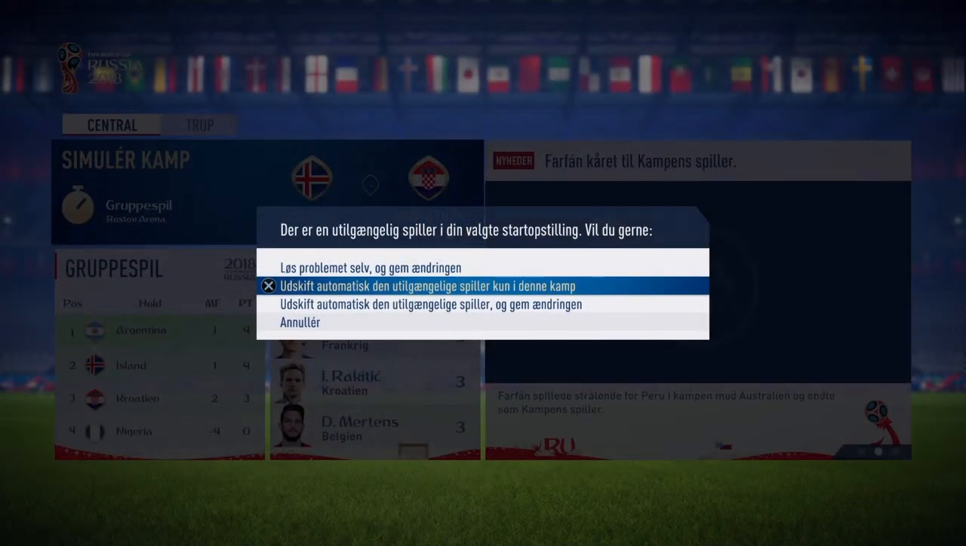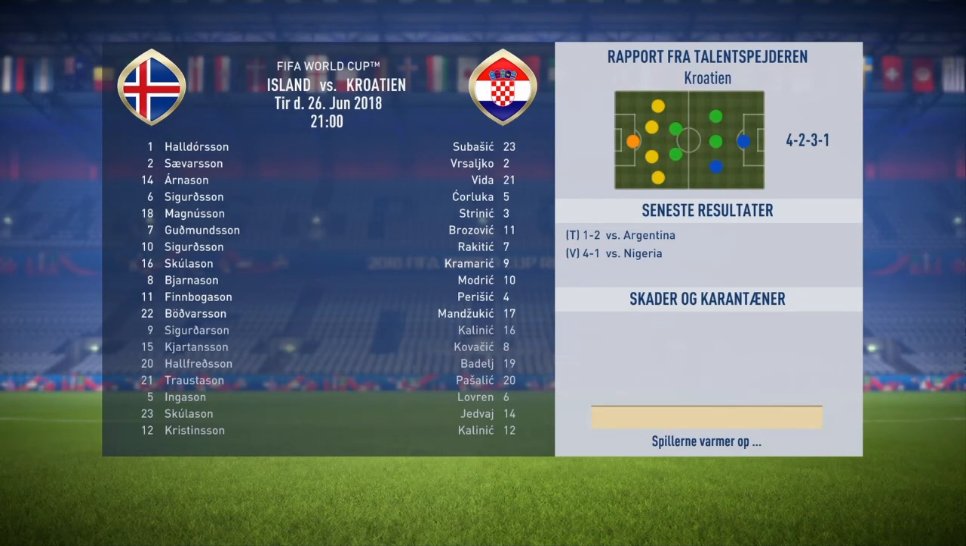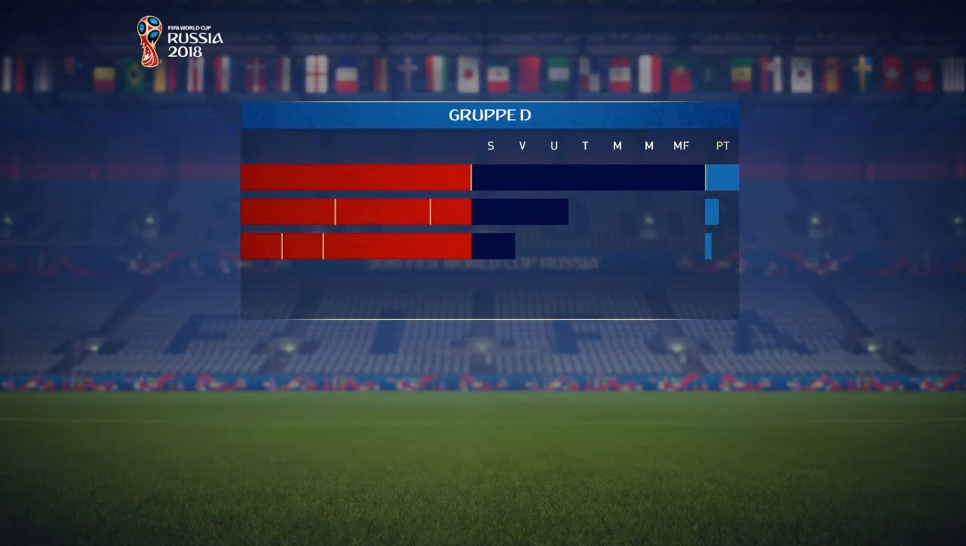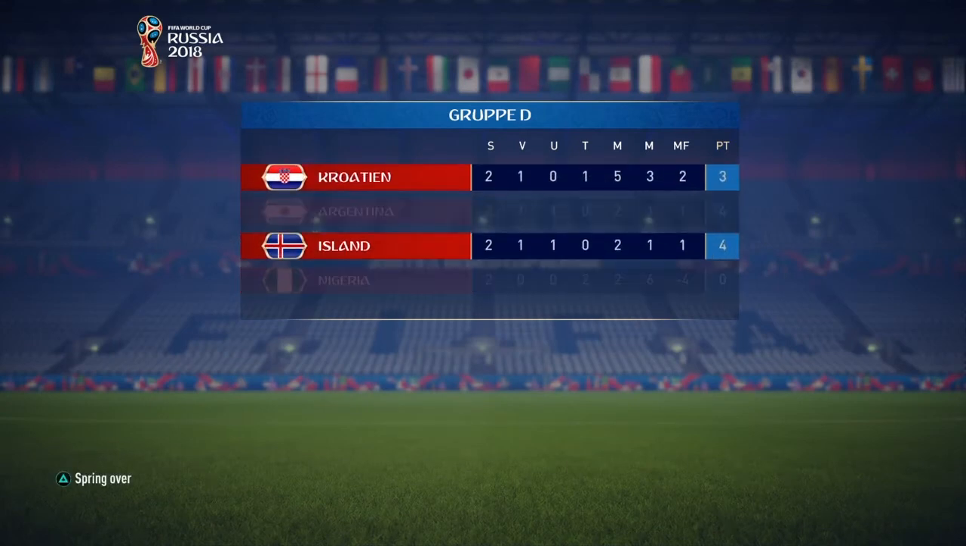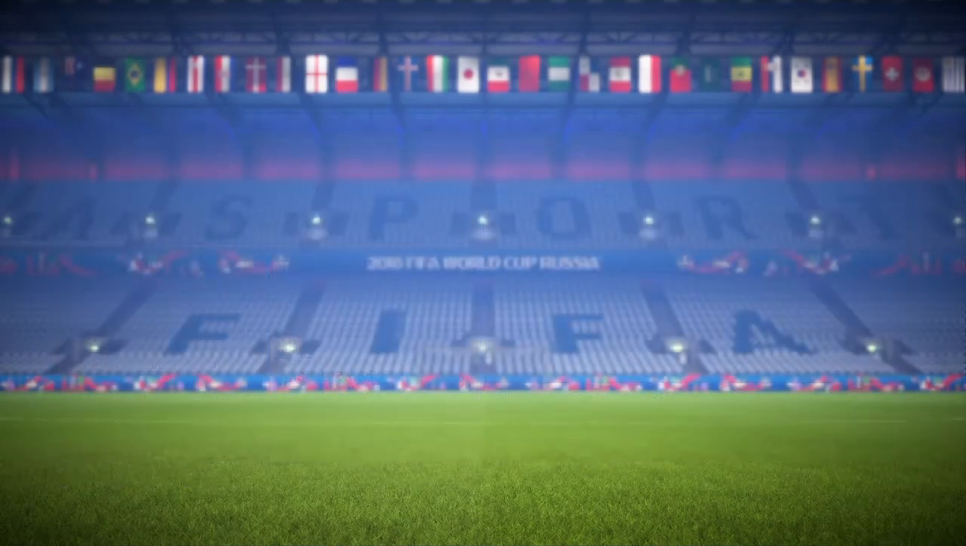Okay, I don't know. Let's see, Iceland against Croatia. What will this game bring? It will bring a 2-1 victory to Croatia. And that means they move up ahead of Iceland, and then Argentina are through.